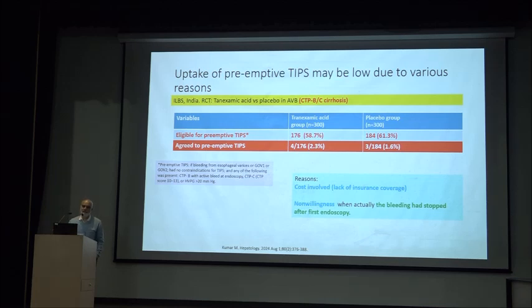In our study, it was found that almost 60% of patients in either group were eligible for preemptive TIPS, but ultimately only about 2.3% or 1.6% of the patients could undergo preemptive TIPS, and the reasons were cost, lack of insurance cover, and patients' non-willingness when the bleed had actually stopped after the first endoscopy.